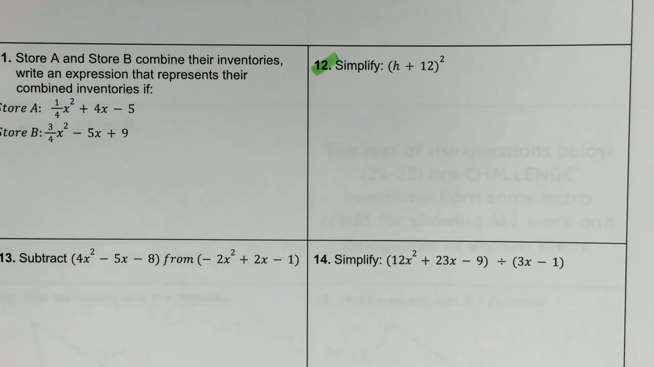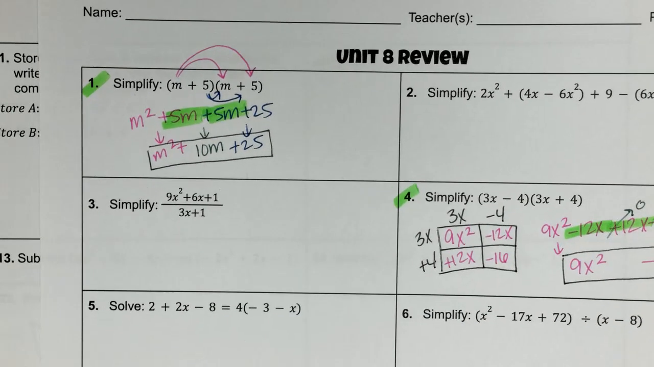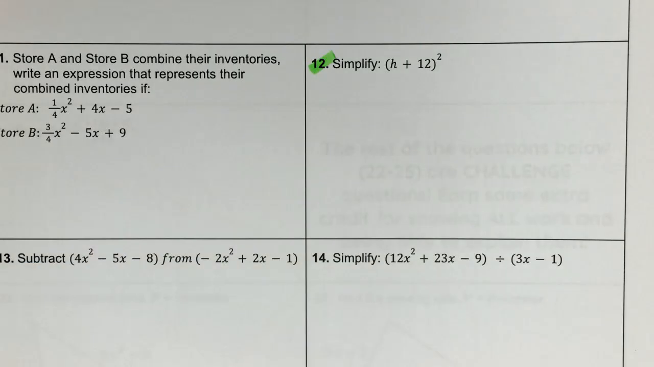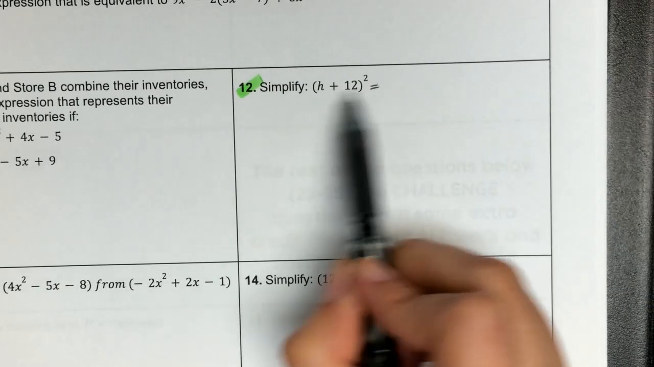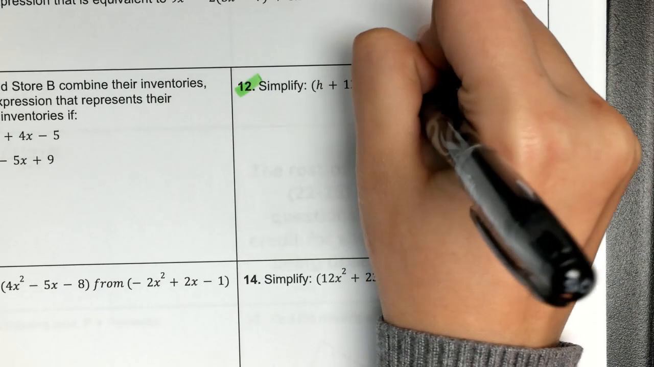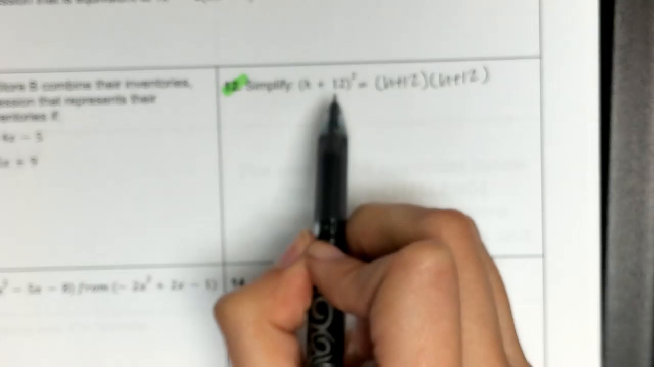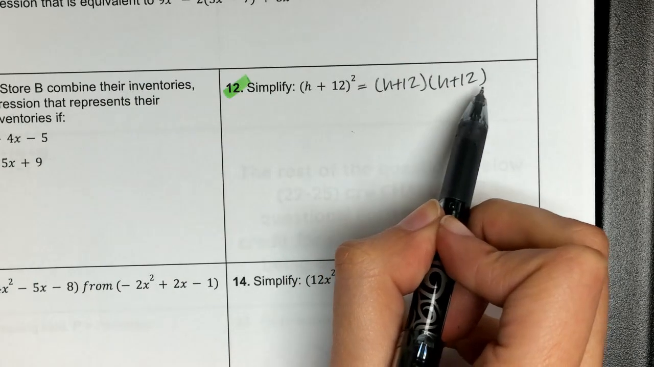Now for all the examples we've been doing so far when we're multiplying polynomials, we always have two parentheses, which is nice when we're doing the box method or double distribution. In this case, we only have one parentheses. However, we have that parentheses squared. Keep in mind that when you're squaring something, you're multiplying the same term by itself. So what this is really telling you is we're going to multiply h plus 12 by another h plus 12. So another way you can read this is write the parentheses twice: h plus 12 times h plus 12.